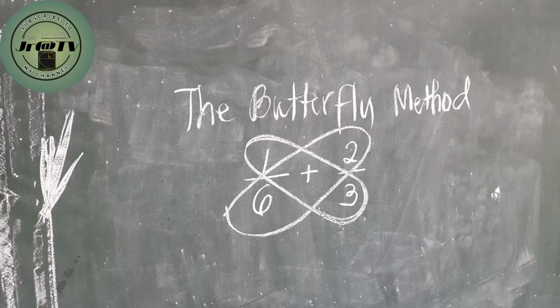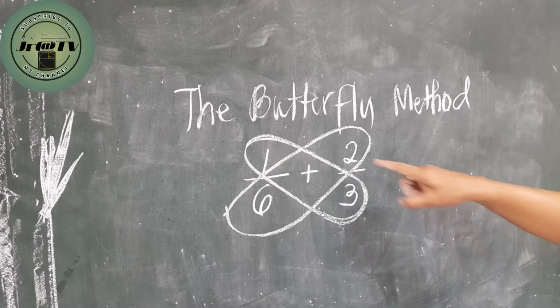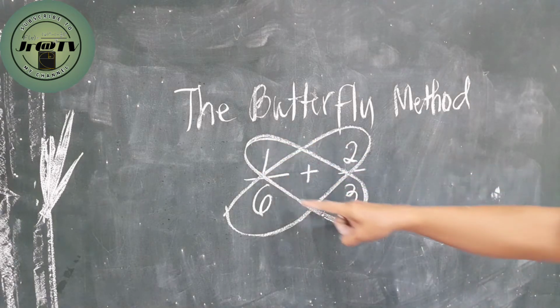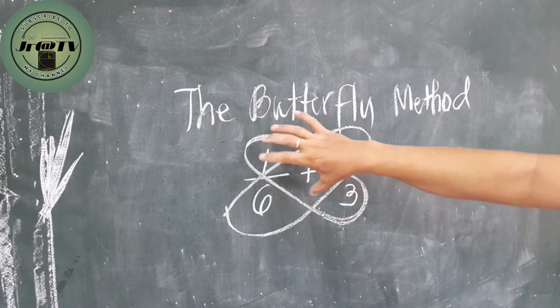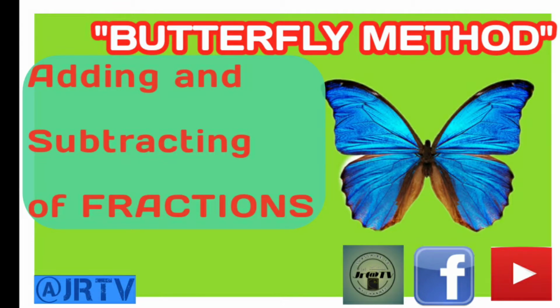The butterfly method. As you can see, it looks like a butterfly, which we multiply this part of the fractions.